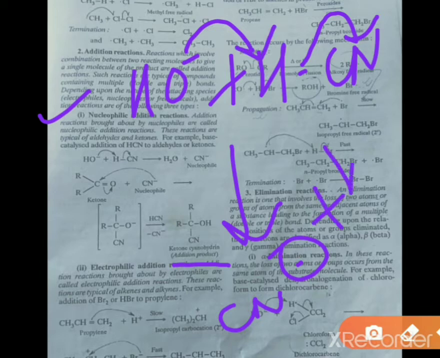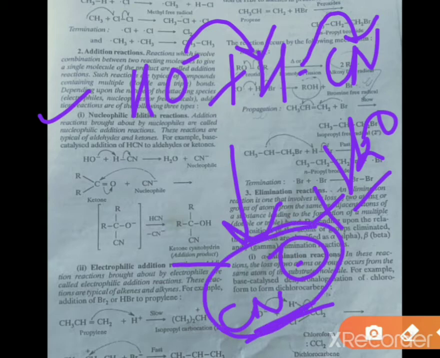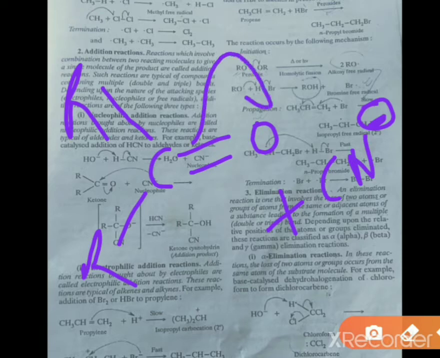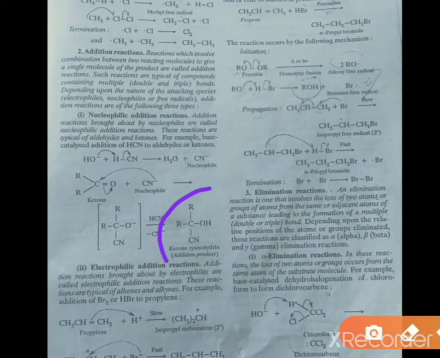So basically there is formation of H2O and CN minus. This CN minus is the nucleophile, and this CN minus attacks the carbonyl center. This carbonyl center may be an aldehyde or a ketone. As we know that oxygen is more electronegative, oxygen will take the bond pair and CN minus will attack the carbon atom, resulting in formation of the adduct product, that is the addition product, cyanohydrin.